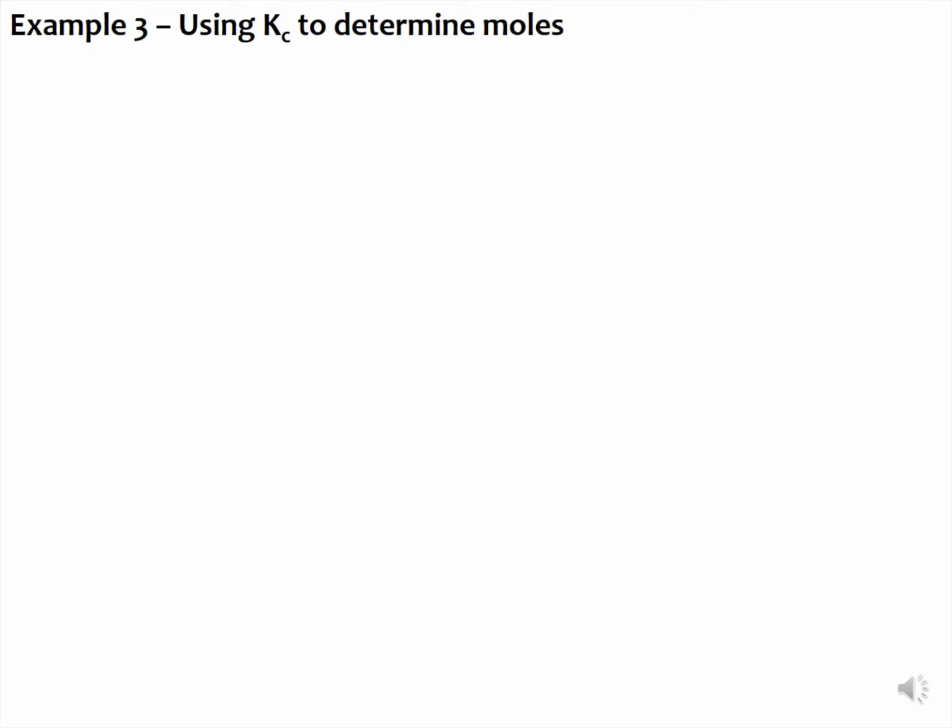So on to example 3, using Kc to determine moles. Now you could be asked to do this using the previous questions that we've been looking at, where you get given Kc and you're asked to work out an unknown equilibrium value, and that would just be a case of rearranging Kc to find that value. And I'm not going to go through an example on this video, although I can if you'd like me to. What we're going to look at is a slightly more advanced calculation for this.